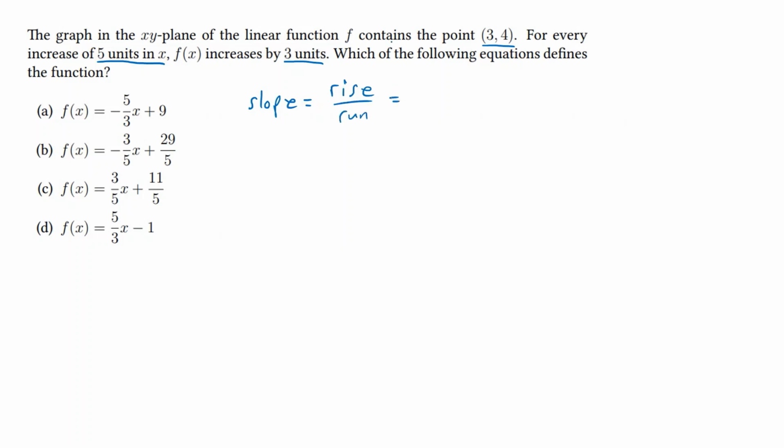In this case, the rise is indicated by an increase of 3 units of the function f. When that happens, there is an increase of 5 units in x. Thus, the slope is 3/5. Notice that in this multiple choice question, we can immediately find the answer.